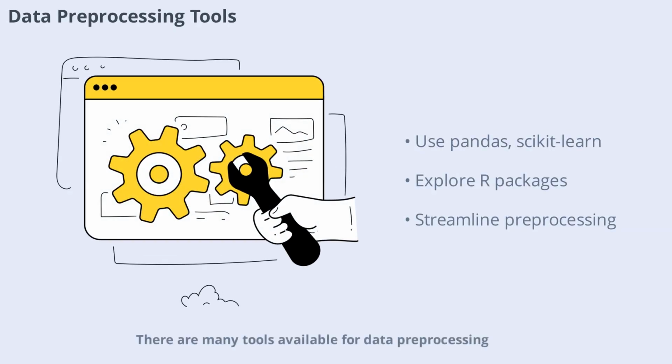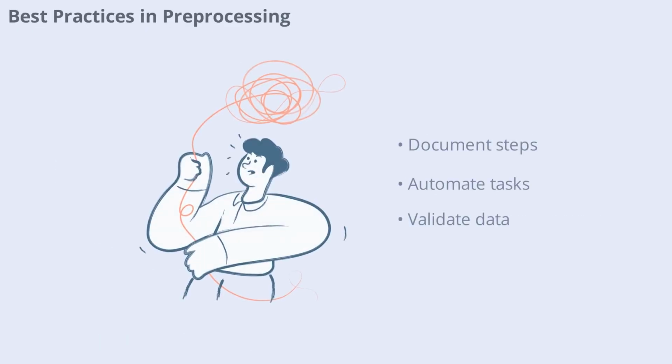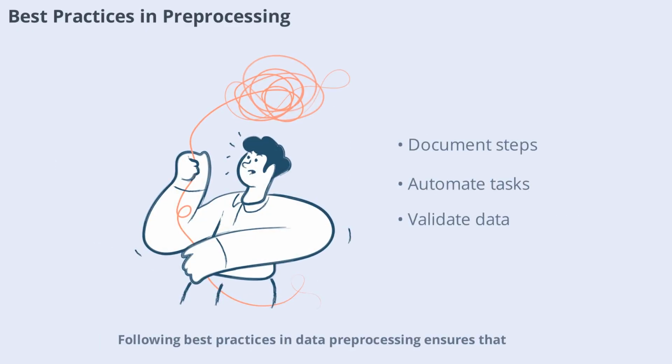There are many tools available for data preprocessing, including Python libraries like Pandas and scikit-learn, or R packages like dplyr and caret. These tools offer a wide range of functions for cleaning, transforming, and validating data, making preprocessing more efficient and accessible. Following best practices in data preprocessing ensures that your workflow is efficient and your results are reliable.